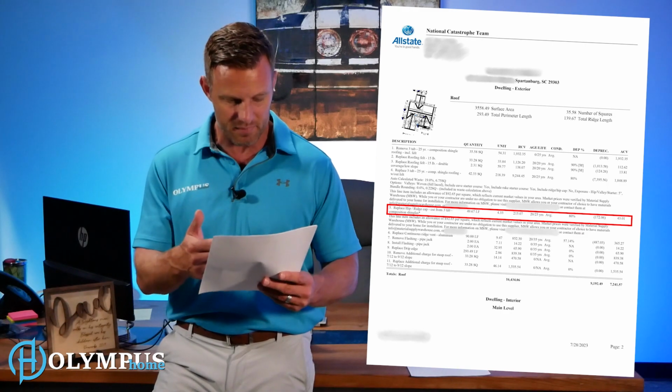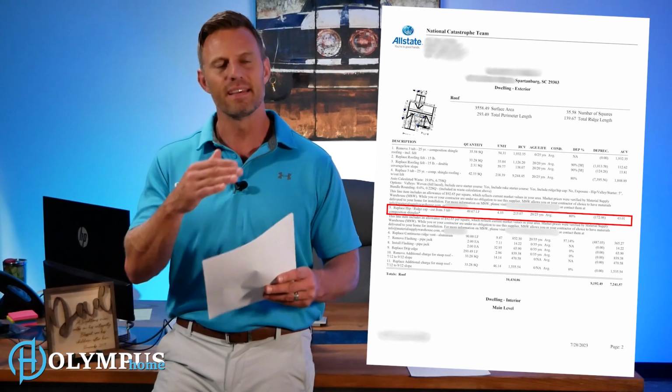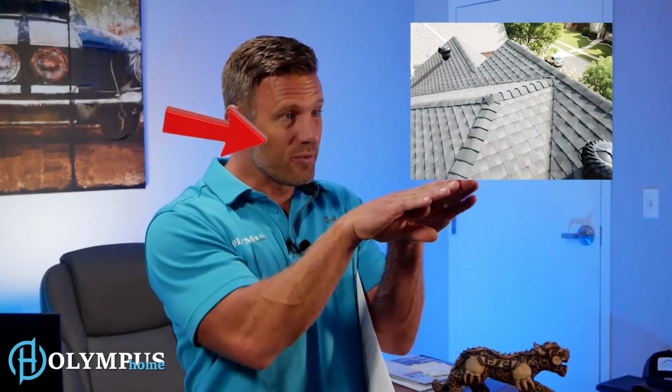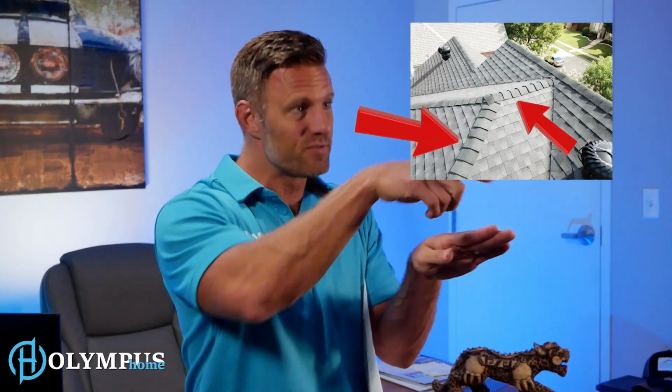As we continue to move down through here on line item 5, you're going to see replace hip and ridge cap. These are your hip shingles and your ridge cap shingles. Now, if you've got metal ridge vent, they're not going to pay for that, but the hip shingles, which is where two sections of the roof come together like this, that seam of shingles that run up the top, are your hip shingles.